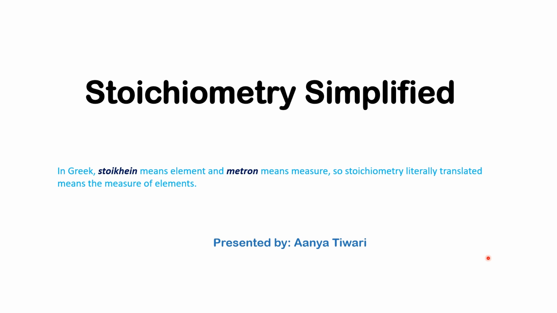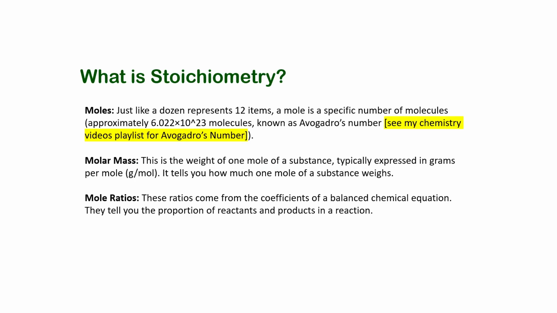So let's get straight to it. In Greek, stoichion means element and metron means measure. So stoichiometry literally translates to the measure of the elements. Pretty cool, right? It gets even cooler.